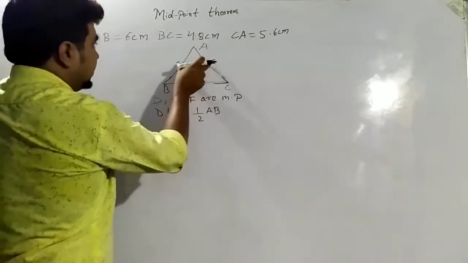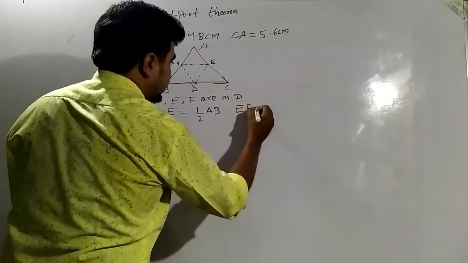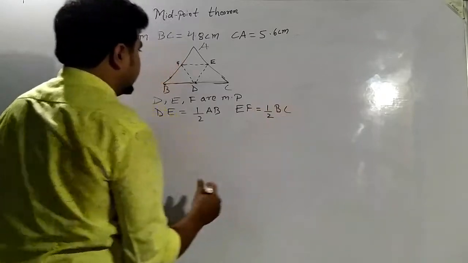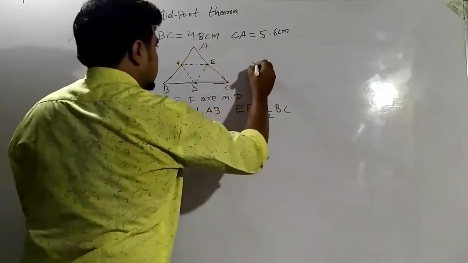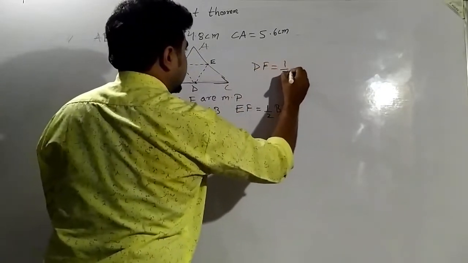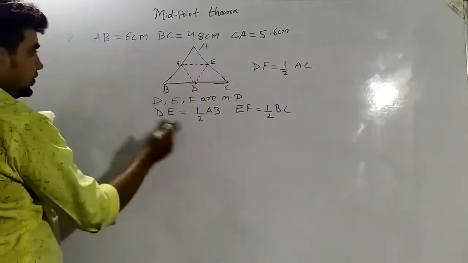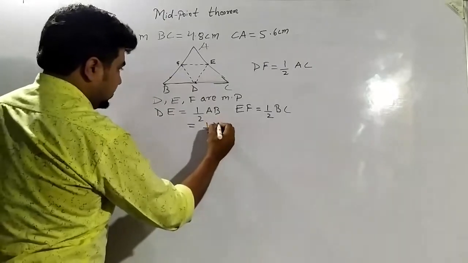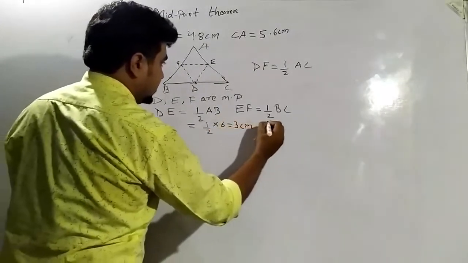Or we can get from here EF will be half of BC. And the third thing is that DF will be half of AC. So we can substitute the values. AB value is 6. So AB 6 means the DE value we have got is 3 centimeter.